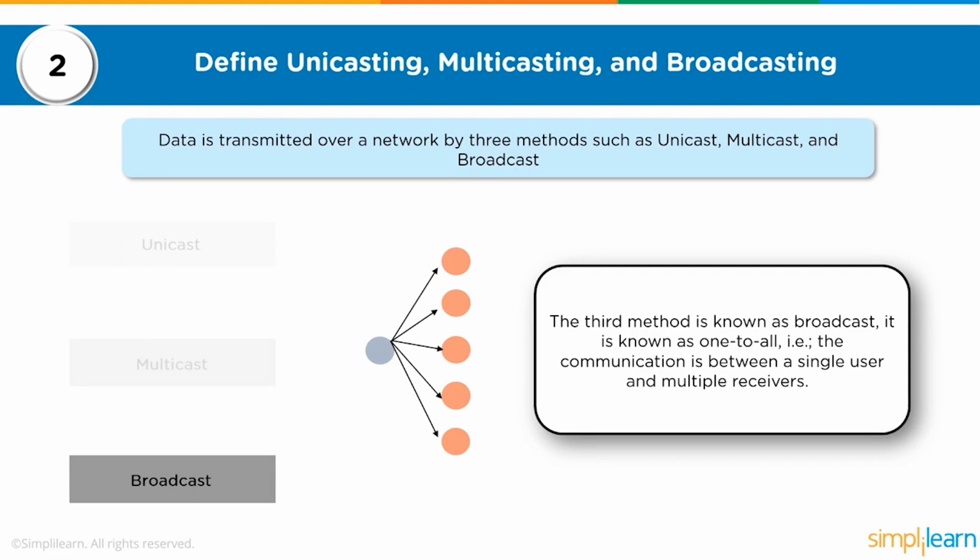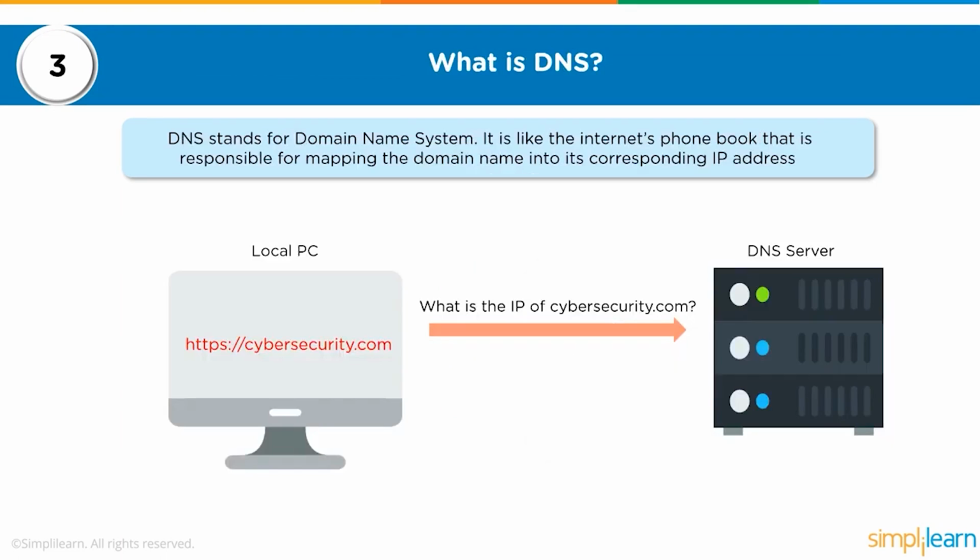That is communication between a single user, and it is going to be sent to all the machines in that particular network. Right? So the three ways: unicast is one to one, multicast is one to many, and broadcast is one to all. Then question number 3.